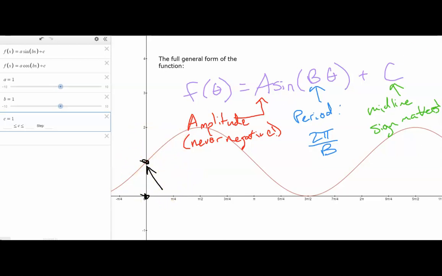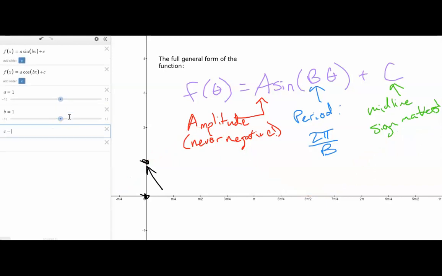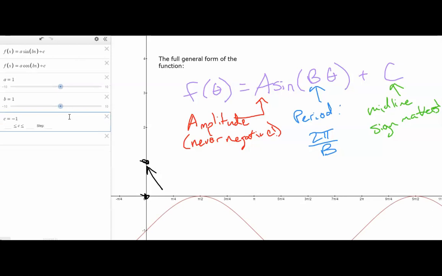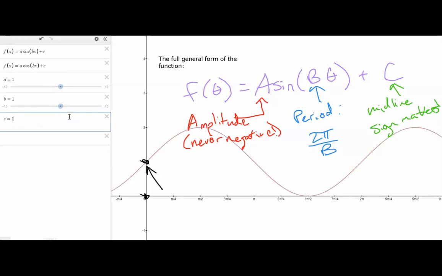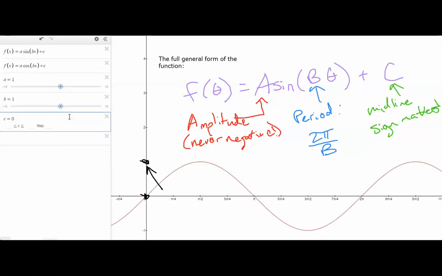Oh, okay. But unlike the amplitude, this one can be negative, so if you shift it down -1, suddenly it's moved down there. But if you add 2, then it goes up even more, 3, up even more. So this one doesn't actually change the shape, it just moves it around vertically. Okay, so let's put it back down to 0. And that's pretty much how these look in the plane.